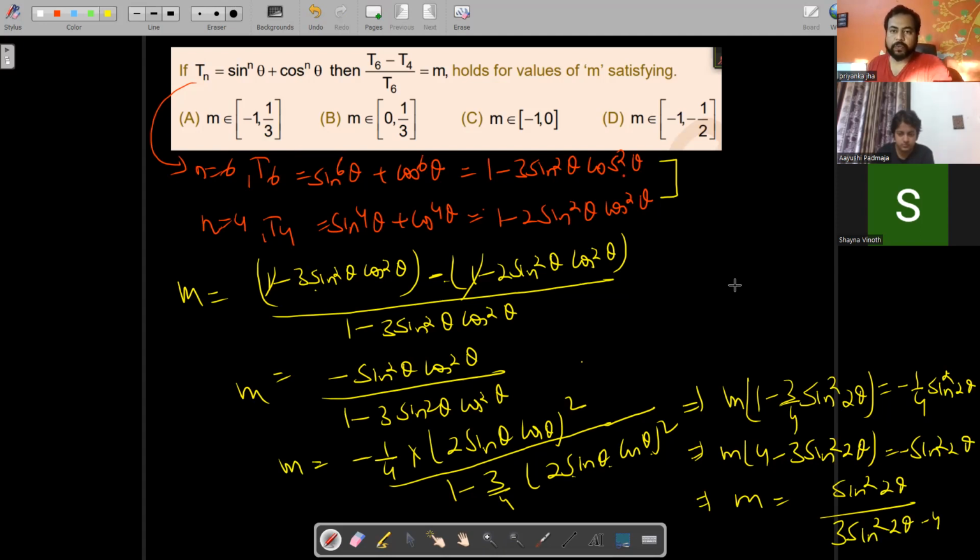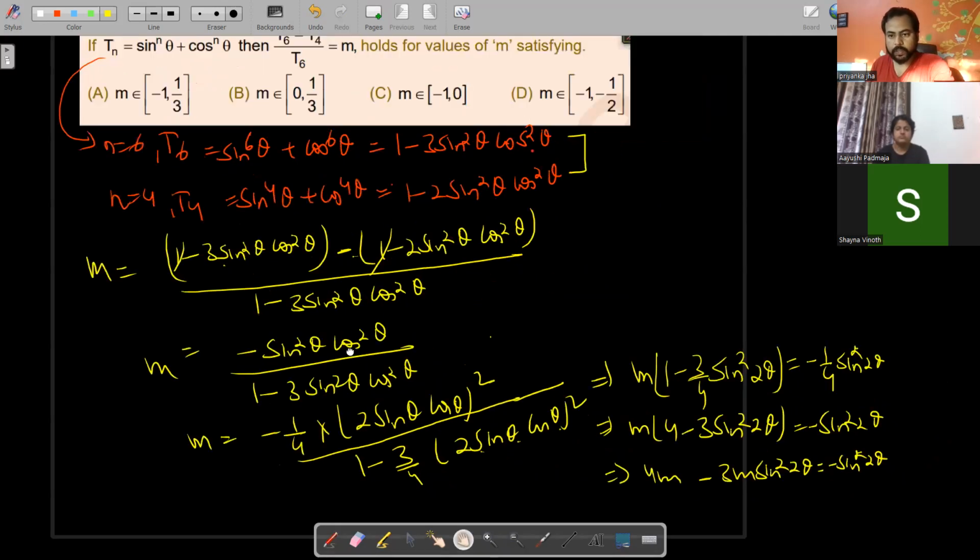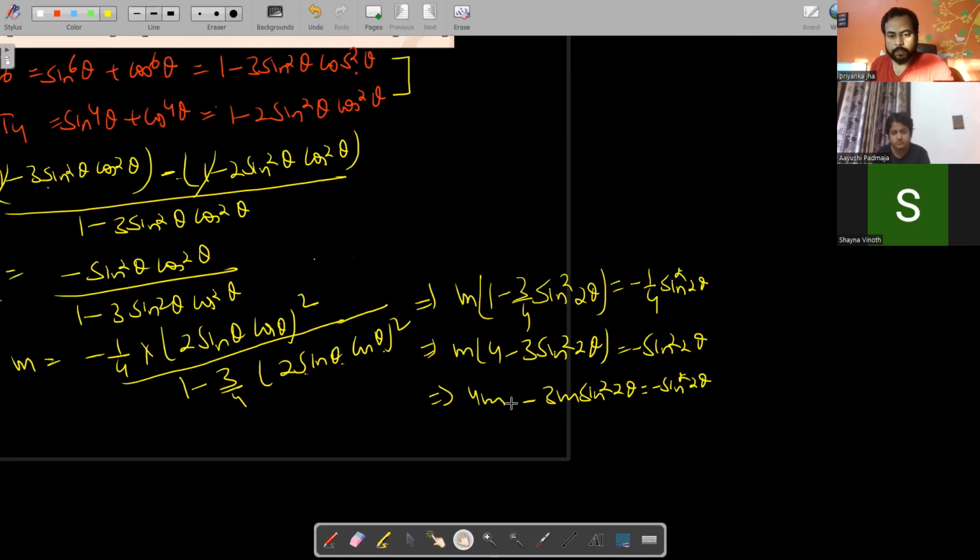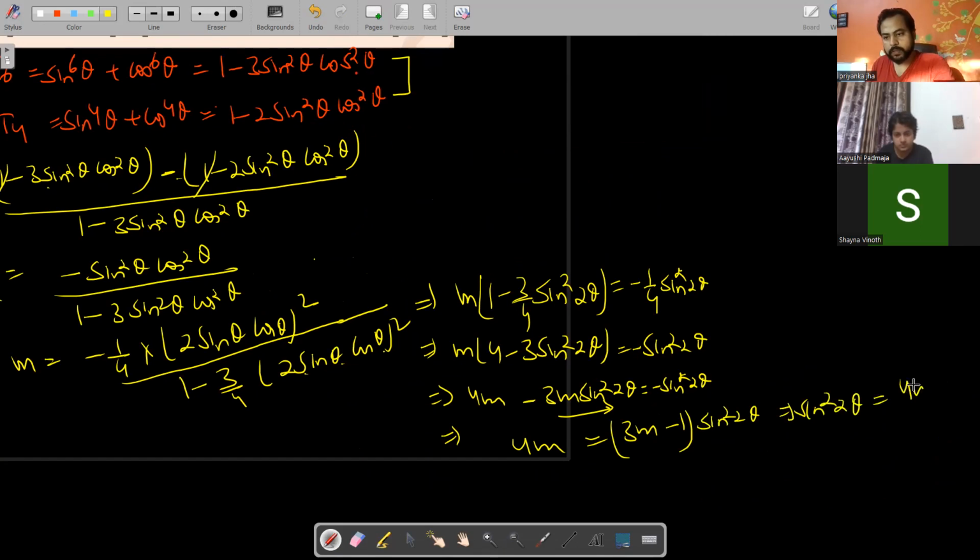Or it's better if you do it this way. This is 4m minus 3m sin square 2 theta equal to minus sin square 2 theta. Take this to the right side. 4m equal to 3m minus 1 times sin square 2 theta. So sin square 2 theta is 4m upon 3m minus 1.